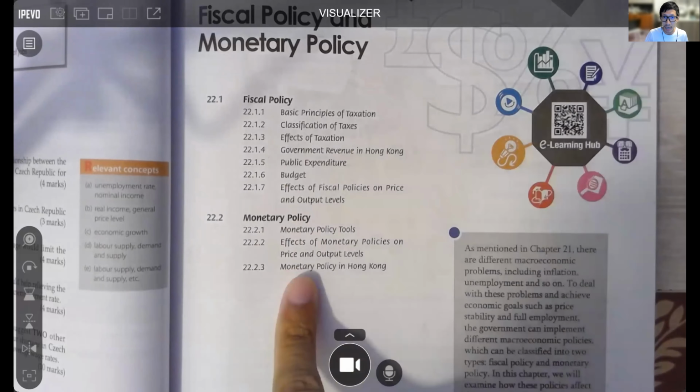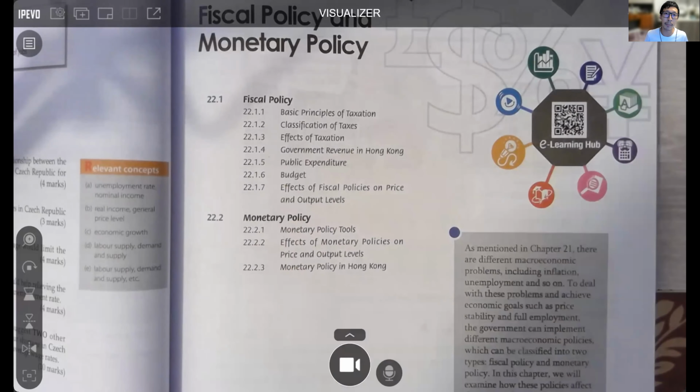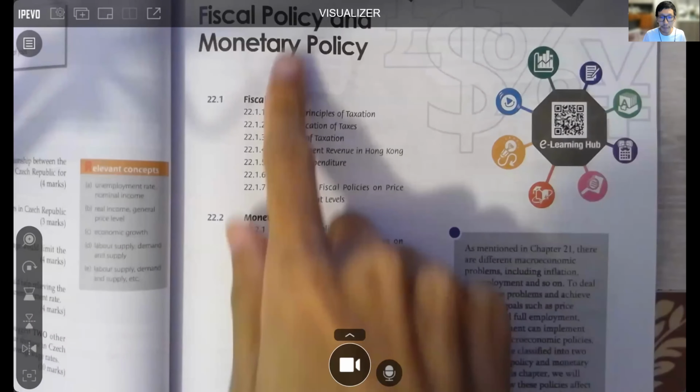And finally, we take a brief look at the monetary policy in Hong Kong, which, by the way, is quite atypical, not very typical. Okay, why? Largely because of a policy we call the linked exchange rate system. So you already can tell this is going to be a very long series of videos that lies ahead of us. For this video, let's start with the easier topic, the very first one, the basic principles of taxation.